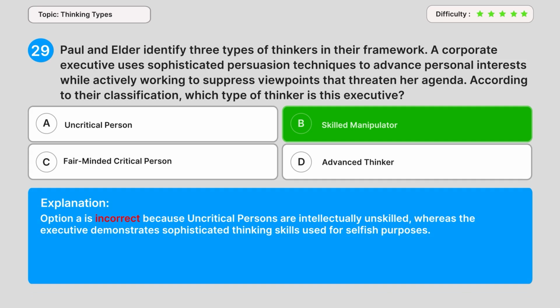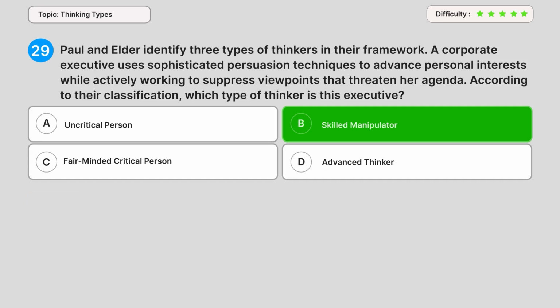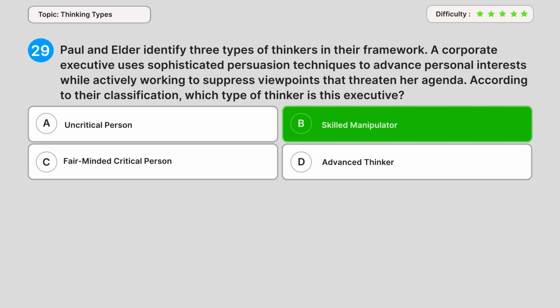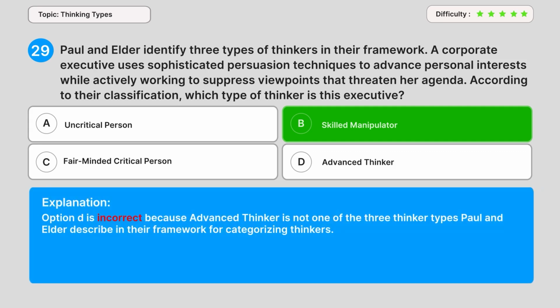Option A is incorrect because uncritical persons are intellectually unskilled, whereas the executive demonstrates sophisticated thinking skills used for selfish purposes. Option C is incorrect because fair-minded critical persons reject manipulation and want all points of view expressed, contradicting the executive's suppressive behaviour. Option D is incorrect because advanced thinker is not one of the three thinker types Paul and Elder describe in their framework for categorising thinkers.